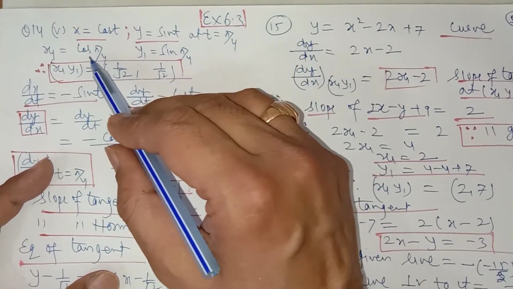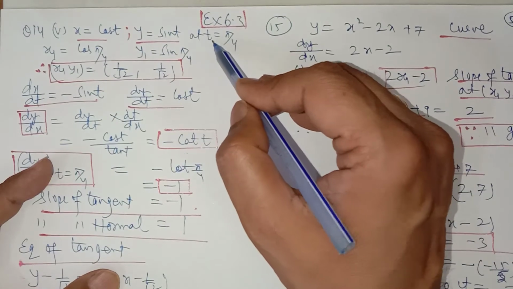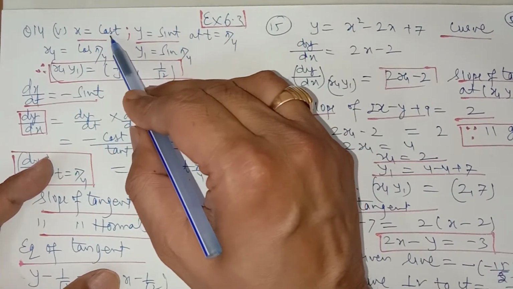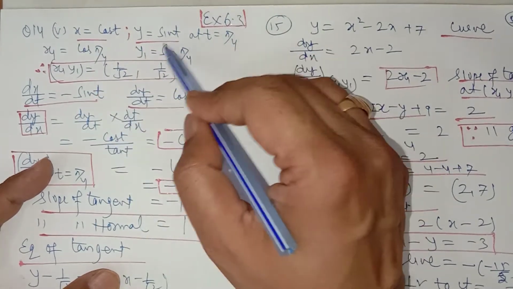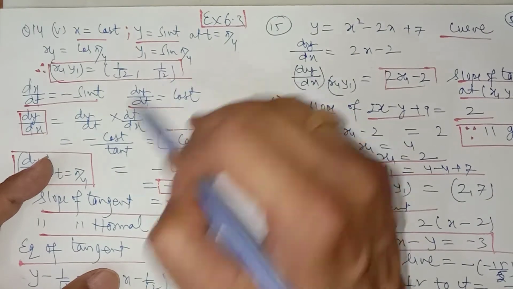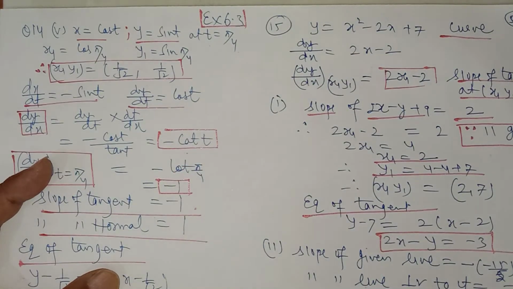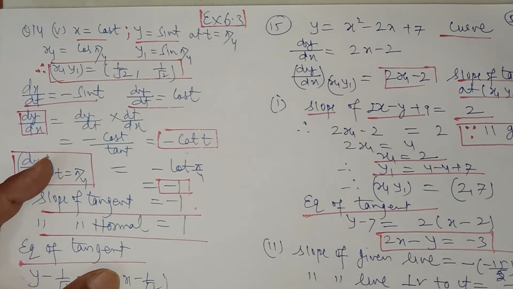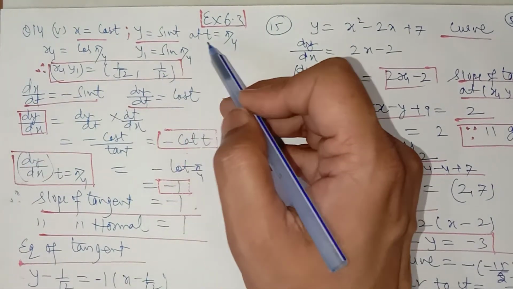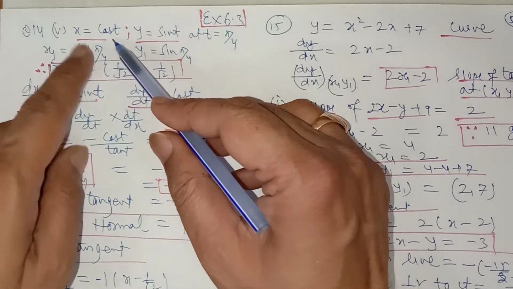Now because we don't know x1 and y1, you simply replace the value of t as pi by 4 in x and y, where cos pi by 4 will give x1 and sine pi by 4 will give y1. So x1, y1 here is 1 upon root 2, 1 upon root 2. This is the main step here. x1, y1 is not given, so replace t by pi by 4 in x and y, and you will get x1, y1.